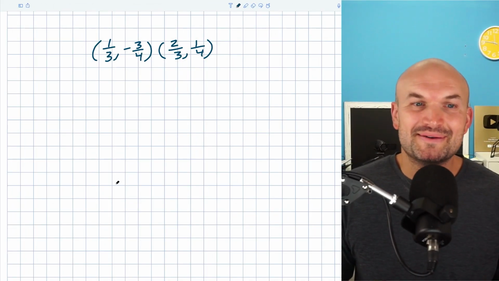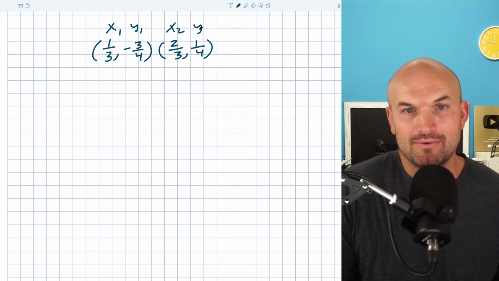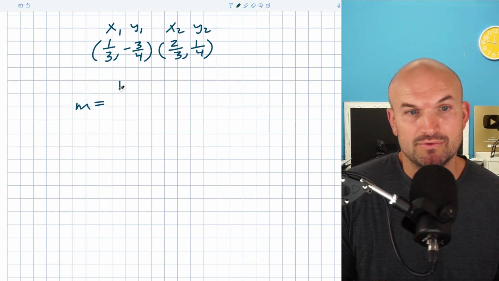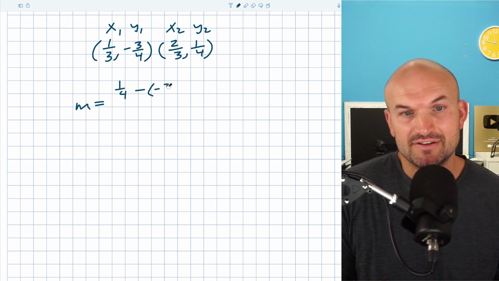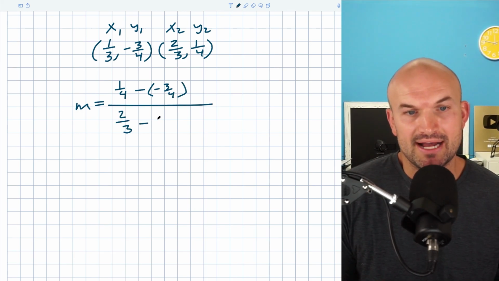All right, so how about when we have a problem like this? Well, again, we're going to follow the same steps. So we're going to do x1 and y1, and x2 and y2. So let's go ahead and find the slope of this equation. So my m is going to be my y2, which is going to be 1/4 minus a negative 3/4. And that's going to be all divided by x2, which is 2/3 minus 1/3.